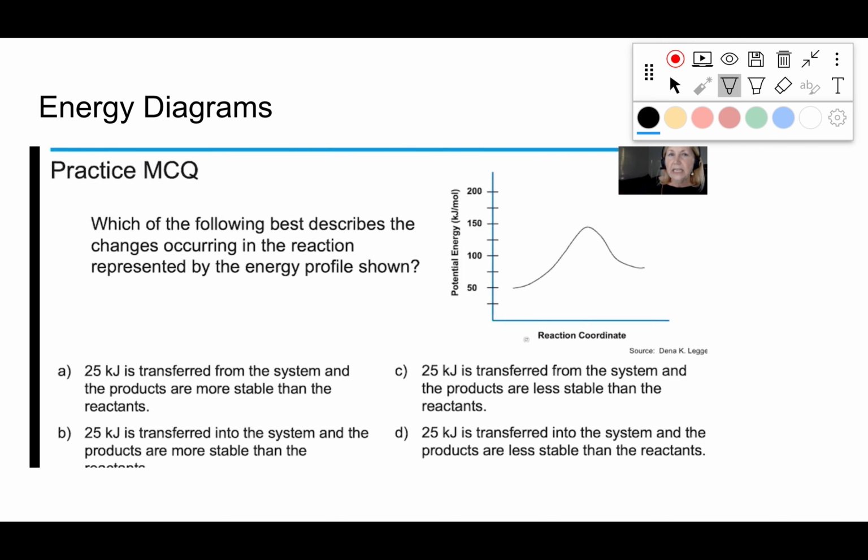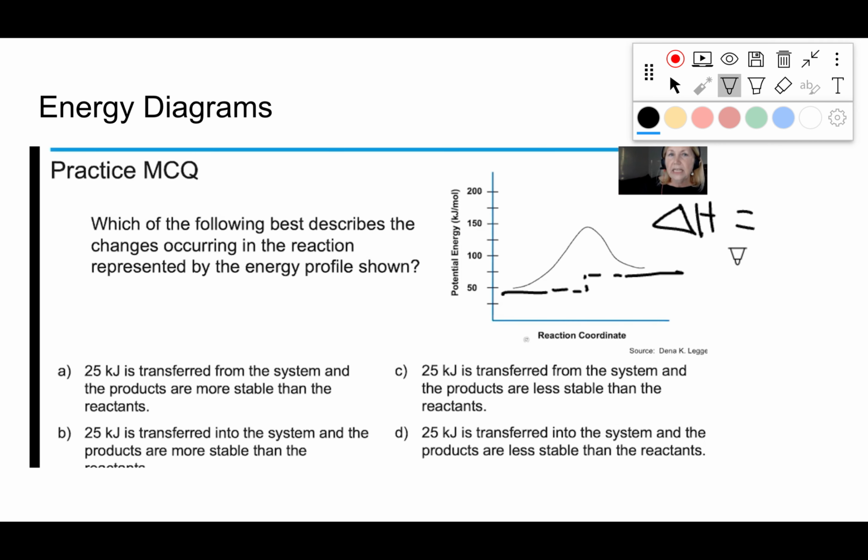So in this one, this is a question from AP Classroom. It says, which of the following best describes the changes that occur in the reaction represented by the energy profile shown? So anytime that I have these, I sort of go through and try to figure out a little bit of it. Because if we look down here, it's all talking about how much energy is transferred from the system or into the system. So I need to look at this really quick and just figure out what's going on here. So here are my reactants and here are my products. Based on the number that they're using, which is 25, I would say this starts at 50. I would say that this is at 75. And so if I were going to do my delta H, remember delta H is the difference from my reactants up to my products.